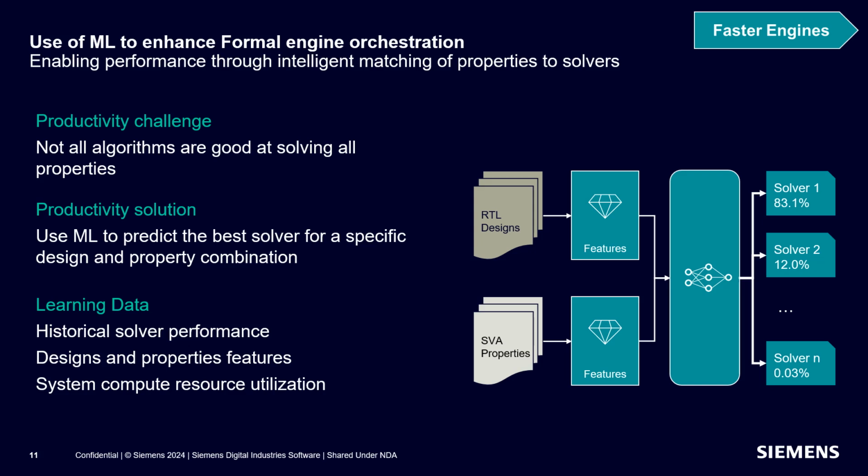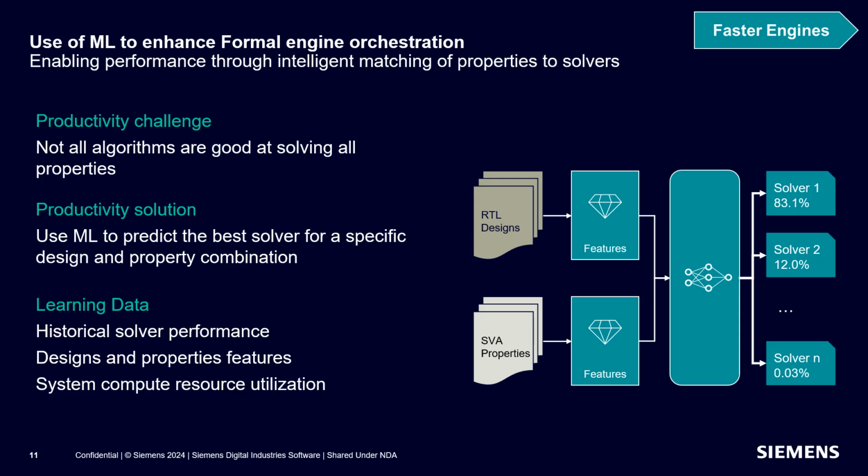So what we are doing with machine learning is we look at all the features in the RTL design, and we look at the features of SVA properties. Then we use a neural network to give the prediction. Okay, according to my observation in the historical data, I believe solver 1 is more powerful for this design and this property. We should allocate more CPU power to solver 1 in order to solve this property faster. So the machine learning prediction does not directly solve your property, but instead it helps to allocate the resources, computing power, to the most promising solvers.